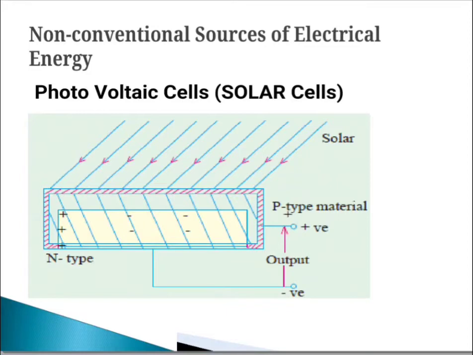There are different possibilities to combine the photovoltaic cells. The first combination is the series combination of photovoltaic cells. If two or more cells are connected in series with each other, then the current of the cell remains the same and the voltage becomes double. This is the series combination of photovoltaic cells.